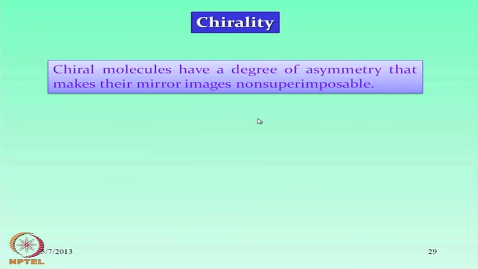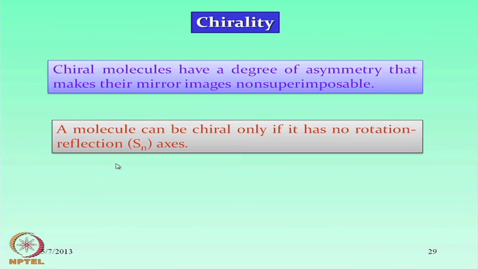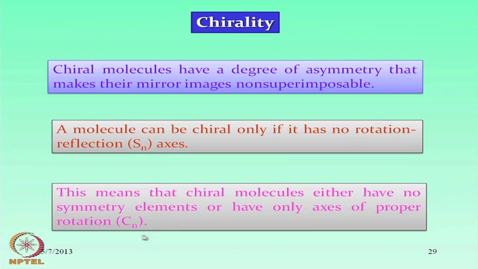So, chirality is defined as follows: chiral molecules have a degree of asymmetry that makes their mirror images non-superimposable. A molecule can be chiral only if it has no rotation-reflection axis, that means you do not have the S_n axis, rotation followed by reflection. If it has no rotation-reflection axis, then only the molecule is optically active and chiral. So, chiral molecules either have no symmetry elements or can have only axes of proper rotation, which we have also discussed earlier.